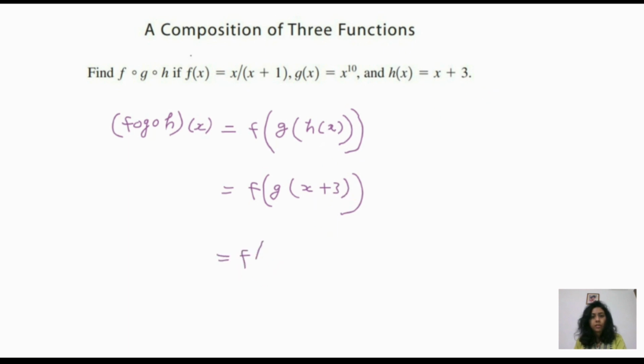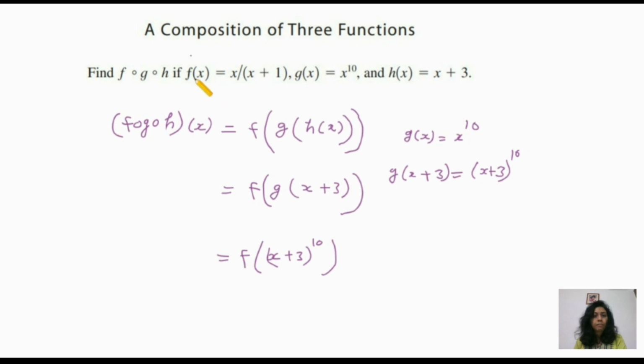Now what is g x here? g x is x to the power 10. But here it is g of x plus 3. Like here g x is given as x to the power 10, so we substitute x with x plus 3. So here x plus 3 to the power 10. Okay, so g of x plus 3 is x plus 3 to the power 10.